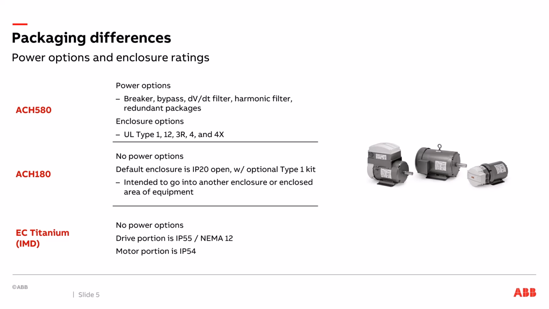So when I look at that picture, the one on the far left has the drive built in. When you have the drive built in on the EC Titanium motor, there's no power option, so I can't get a circuit breaker or any of those harmonic filters or something like that. It's all going to have to be external from the drive itself. The drive portion is an IP55, so roughly an equivalent of a NEMA or UL Type 12.